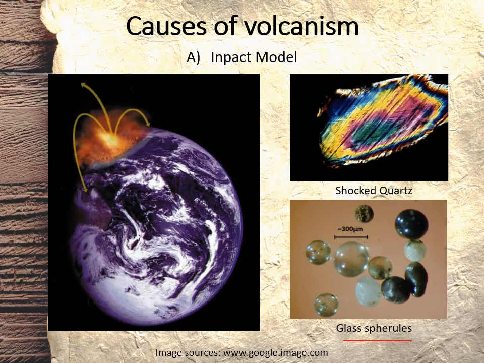In the Chicxulub crater's surrounding rocks, people readily found these kinds of rocks. Shocked quartz is found in the surrounding rocks of Mexico, Italy, and other areas. Glass spherules are also found. But in India, particularly in the peninsular part of India, nowhere are these kinds of shocked quartz or glass spherules found in the rock bodies. So the impact model for the cause of Deccan volcanism is not so valid.